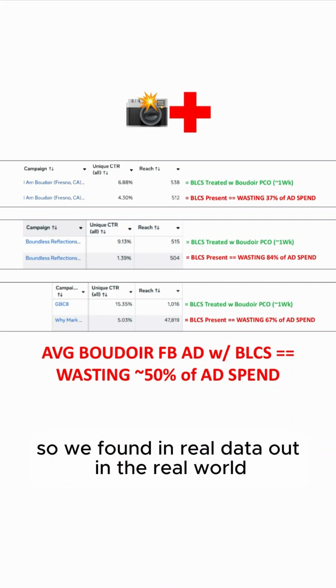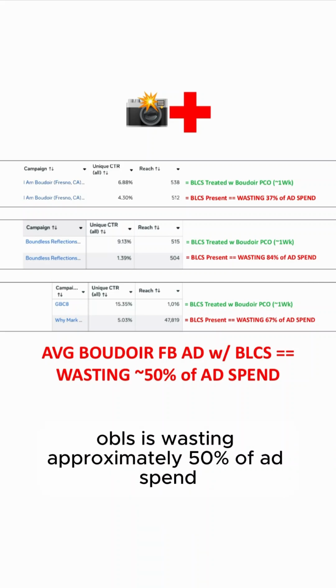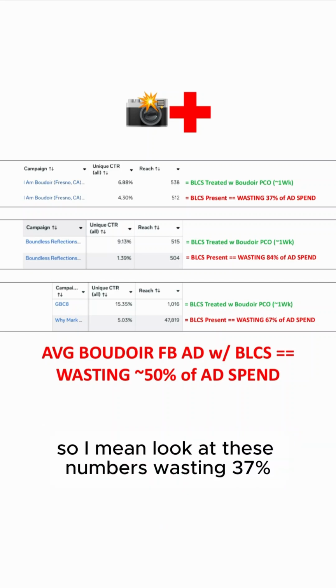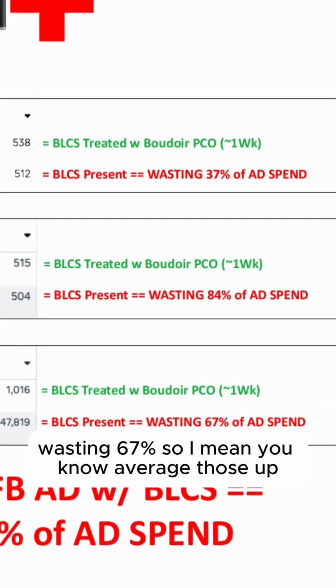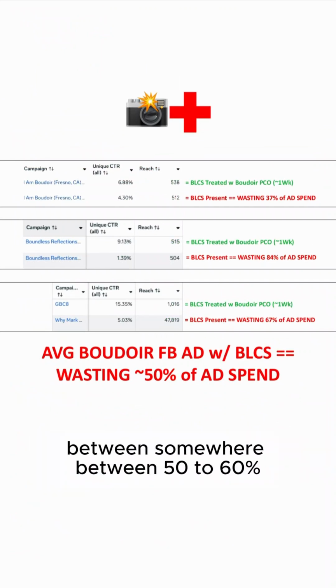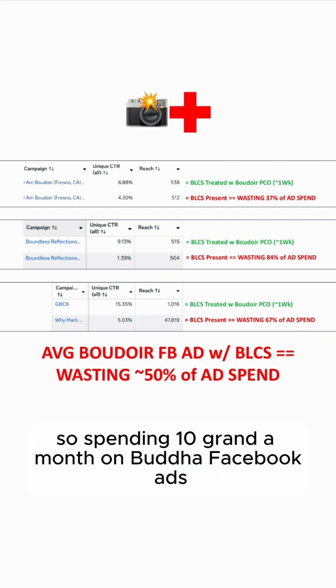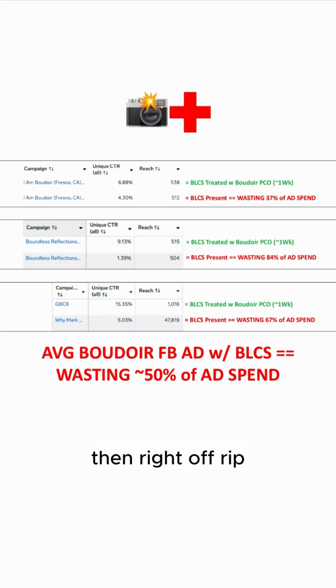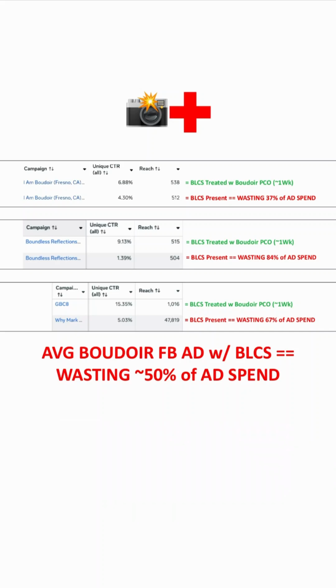So we found in real data, out in the real world, real testing, real buyers, the average Boudoir Facebook ad with BLCS is wasting approximately 50% of ad spend. So, look at these numbers: wasting 37%, wasting 84%, wasting 67%. Average those up, and the average will probably be somewhere between 50 to 60%. So, spending 10 grand a month on Boudoir Facebook ads, right off the bat approximately 5K every single month is being wasted. And as a result, we can eliminate that.